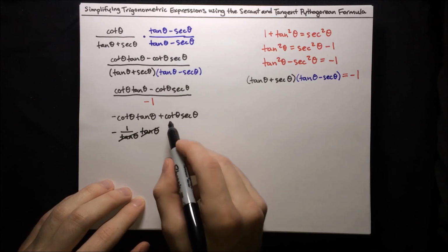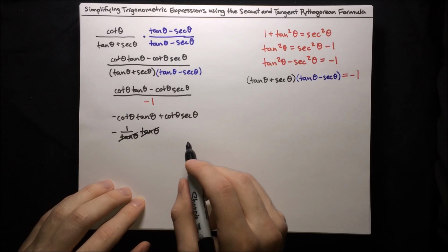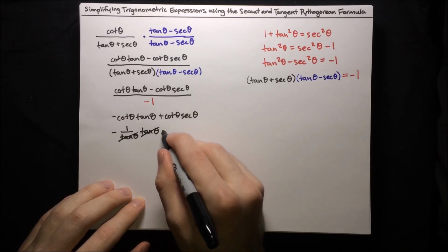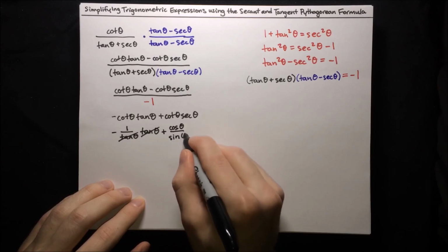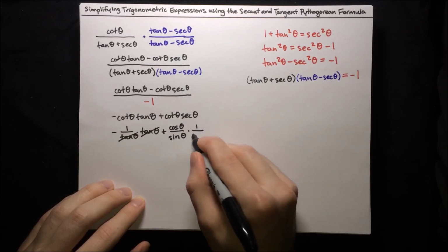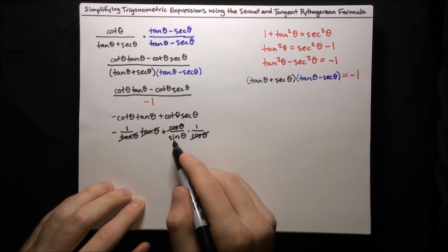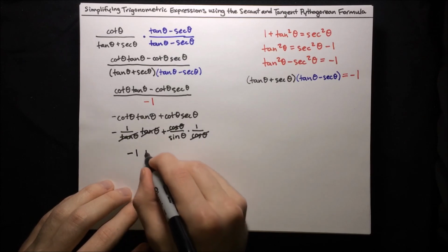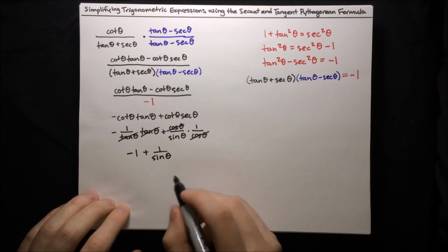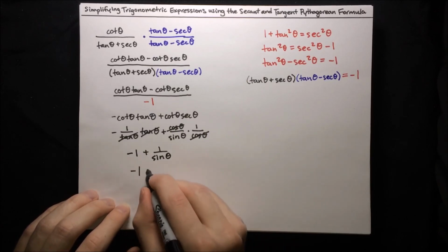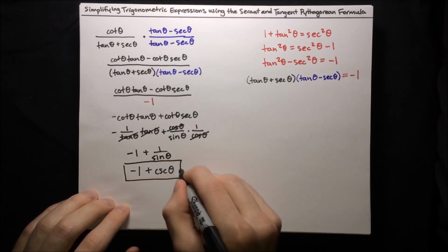Okay, and then the other expression, well, it's not entirely obvious how this simplifies, so let's write it in terms of sines and cosines, and then we can cancel some stuff. So cotangent is just cosine over sine, and then secant is just 1 over cosine. So we can cancel the cosines on top and bottom and just have 1 over sine. So this is just -1 plus 1 over sine, and 1 over sine, well, that's just cosecant, so -1 plus cosecant theta. And there we go. That's our simplified expression.